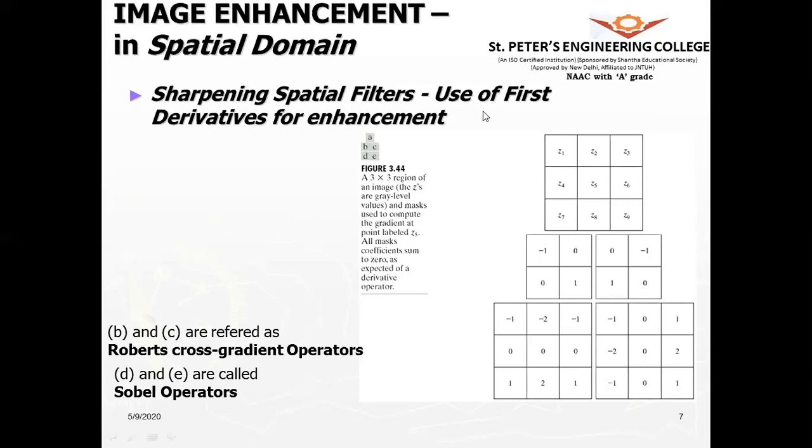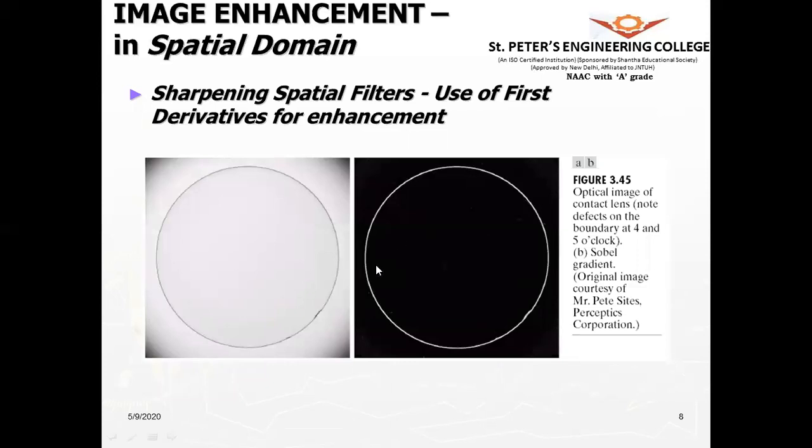So here first we are checking the first order derivatives. When we use a first order derivative, we can find the sharp edges. Therefore, we have different operators or masks. These two operators are called the Roberts cross gradient operator, and this is the Sobel operator, for the horizontal and vertical detection. And this is the application of using the first order derivative here.